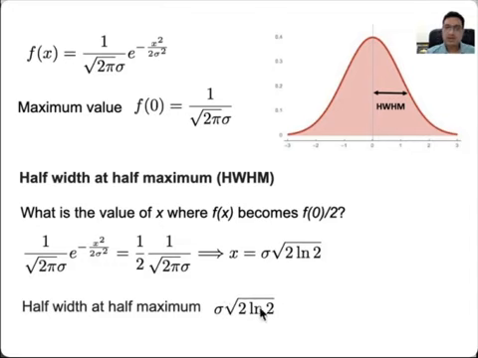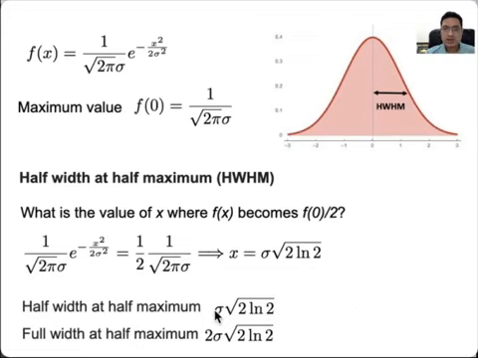This is the value of your HWHM, and now we can also define FWHM, which is full width at half maxima, which is double this half, which is 2 times this one. Then it is clear that this HW or FW is proportional to sigma. Okay, and then this sigma is also related to your standard deviation. So the width of this function, or this Gaussian distribution, is proportional to sigma.